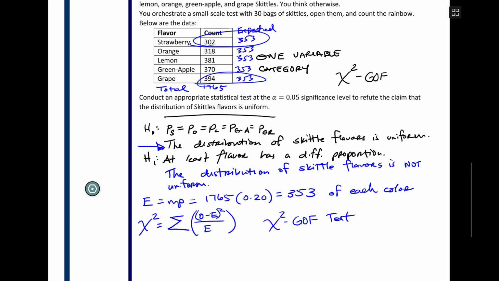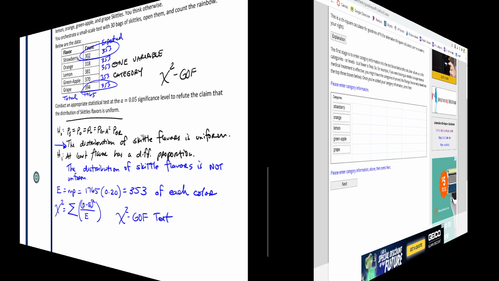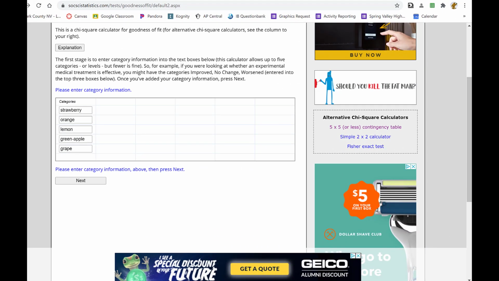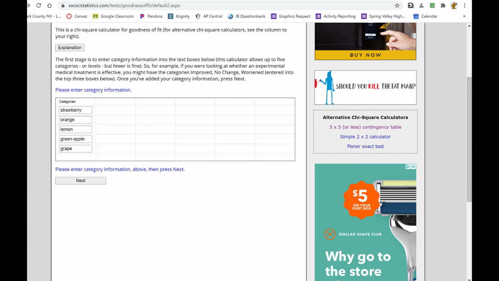So let's find a calculator online to do this, and the same Sociostats website that we found before for our chi-square test of independence is what we're going to use here. So here's my chi-square GOF calculator that I've found. You'll notice that it only produces rows for you, just like what we would see on our table. So we have strawberry, orange, lemon, green apple, and grape. I typed those in already. If you need more rows, more categories, then you're going to have to find a different calculator, but this one will work for us just fine.